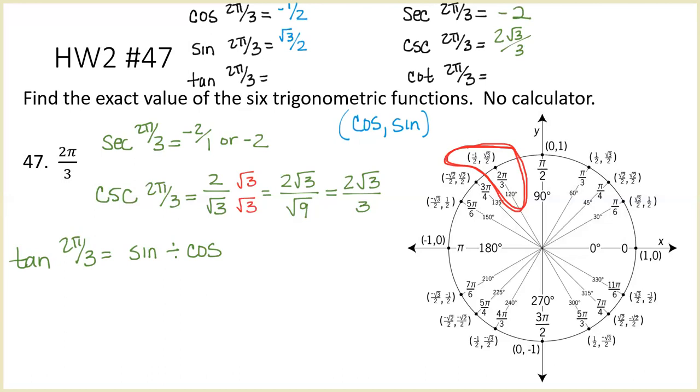So I'm going to take my sine. Sine is √3/2, and divide that by the cosine, which is -1/2. We do our keep, change, flip, and we get -√3/1, which is just -√3.